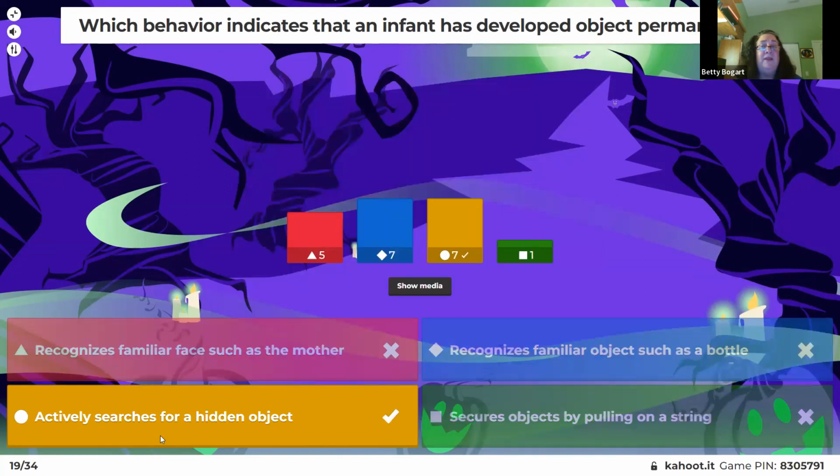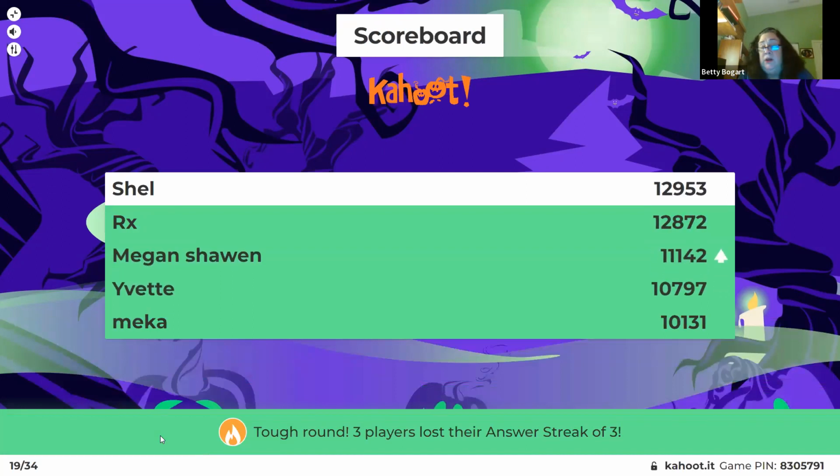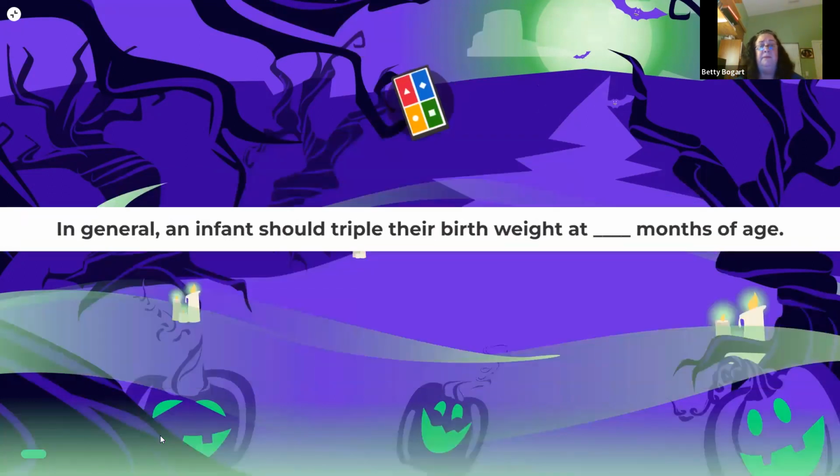So object permanence is they saw the rattle. We know it's there, but you put it down and it's hidden. That infant will go look for it. It's actively searching for that hidden object. Or the 1-year-old, you took their fire truck, you put it in the toy box. He knows to go looking for it because it's still going to be there.